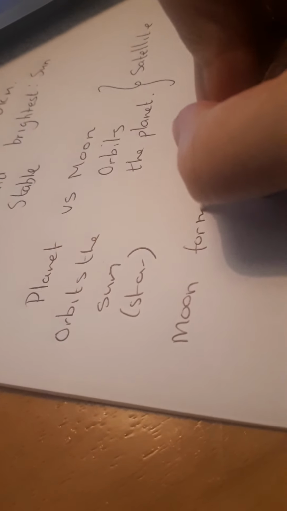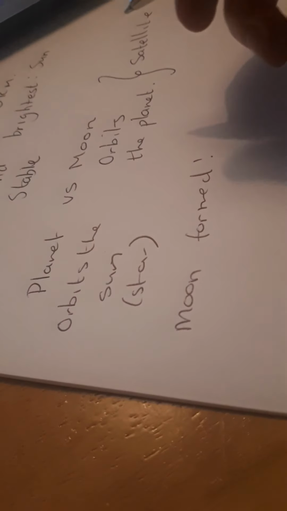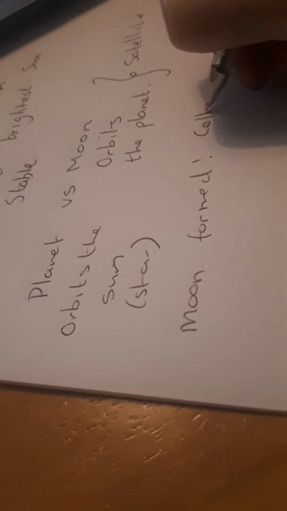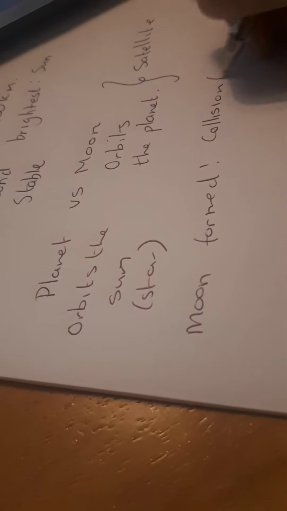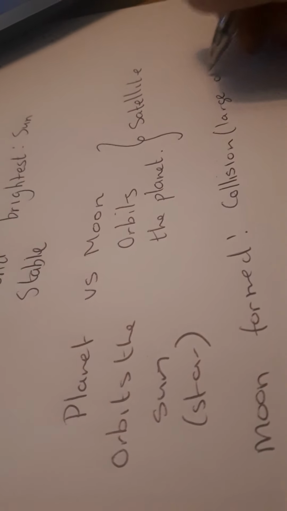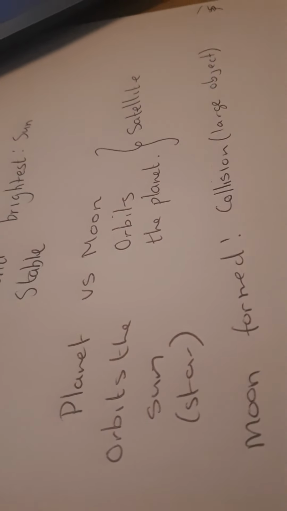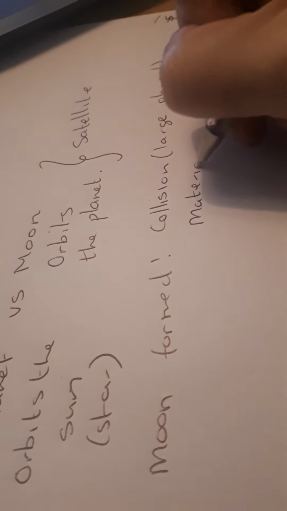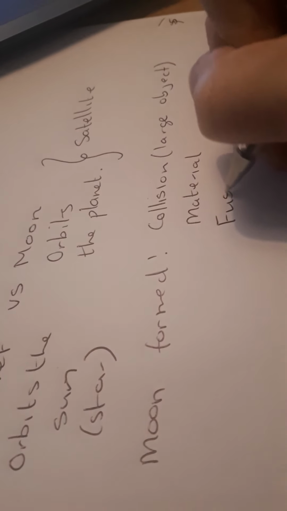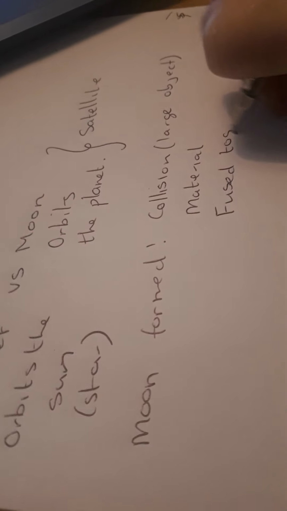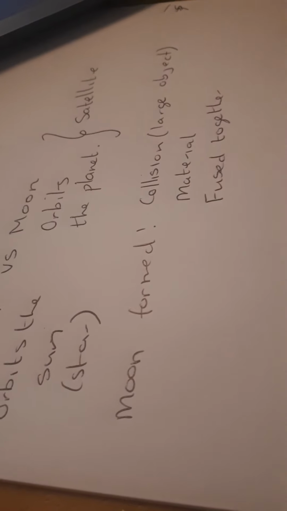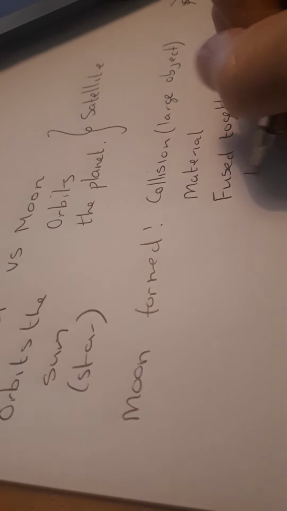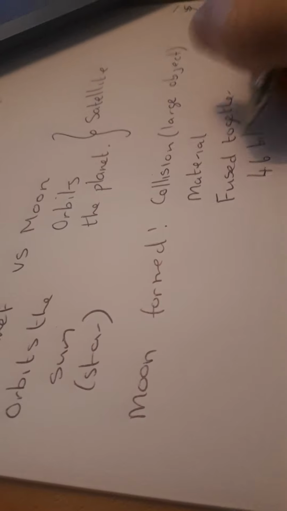Okay. Next then, we're going to move on to how the moon was formed. And again, this did appear in the documentary that we looked at. So firstly, we had a collision, and they think a large object collided with the Earth. When it collided with the Earth, it ended up breaking off some material. And this material then fused or joined together and formed the moon. Okay, and they think that this happened about 4.6 billion years ago.